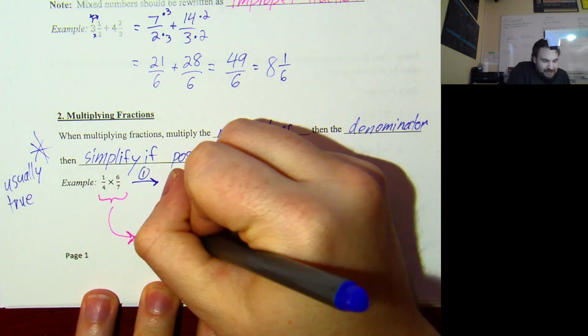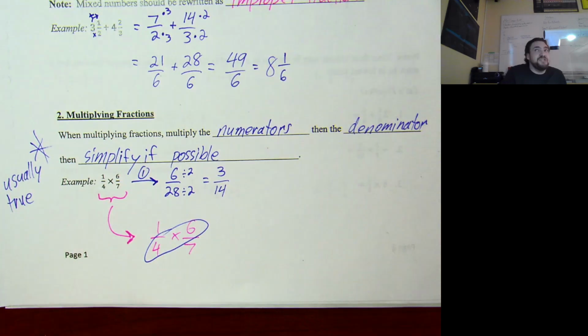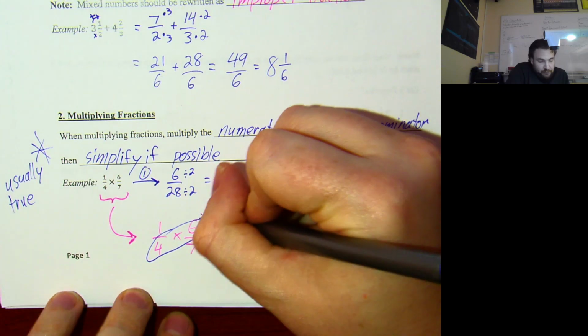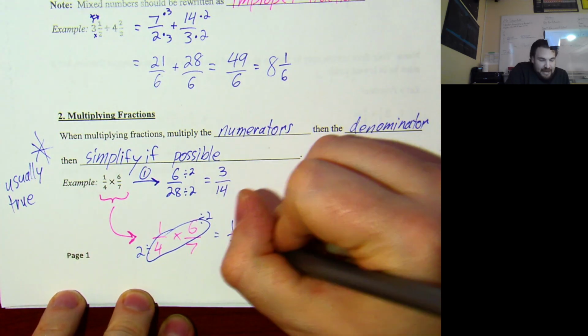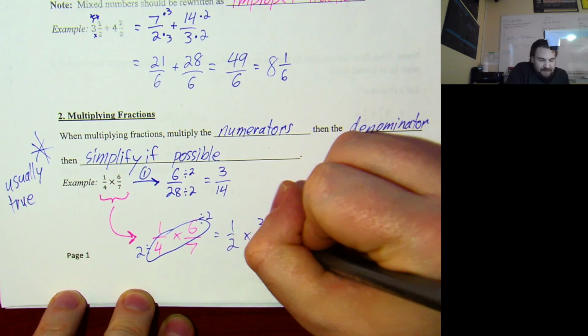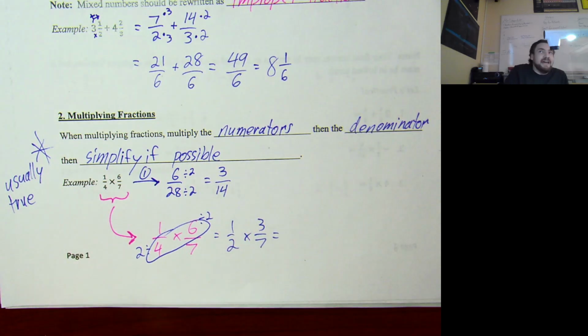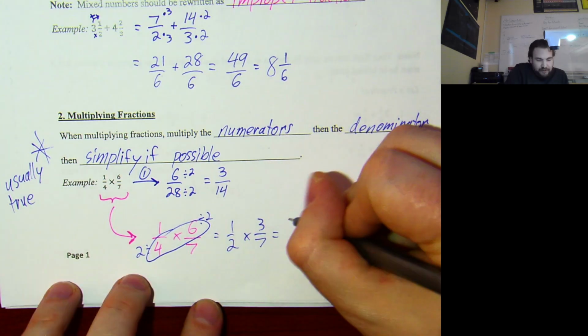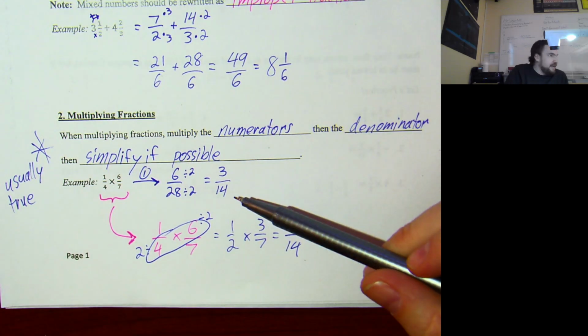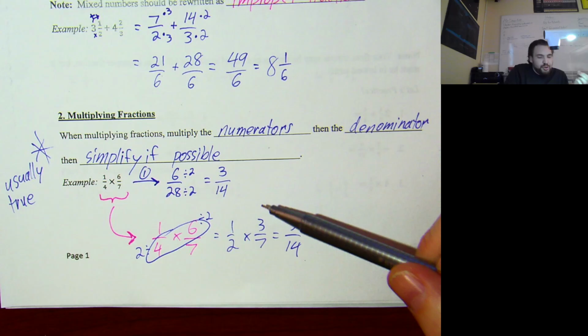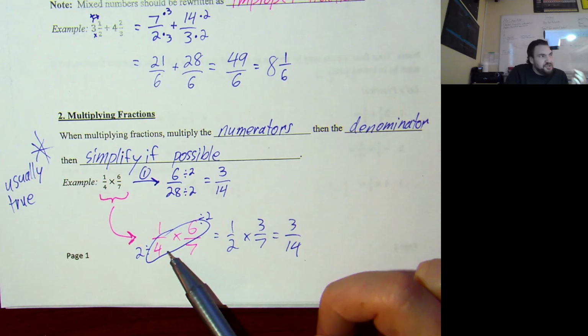So I'm allowed to simplify these two just to start. What can I divide 4 and 6 by? I can divide both by 2. So that's going to give me 1/2 times 3/7. If I do that math, what do I get? 3/14. Oh, look. It had better have been the same. It's the same. So you can do your reductions early to save yourself some brain power.